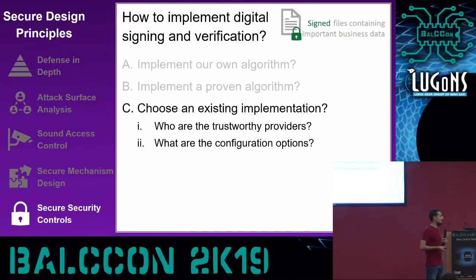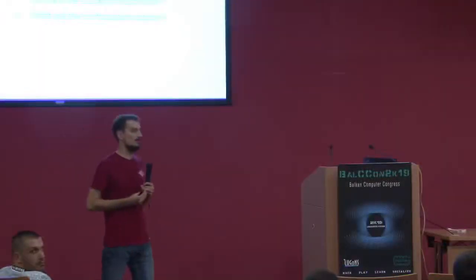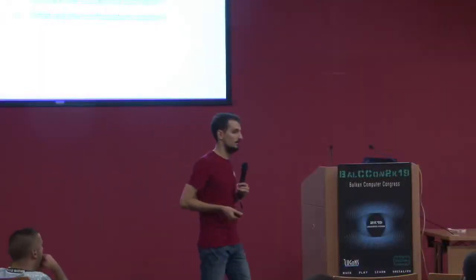We select a provider, and then we should ask the question, what are the configuration options for this control? Is the function secure by default? I don't have to provide any parameters and it will work. Maybe, probably, if it's a good provider, but don't count on it. You need to be aware of the configuration options to realize what can go wrong, what can be misconfigured. Because if we have a misconfigured security control, we might not have a security control at all.